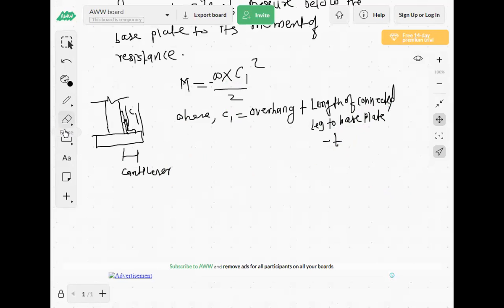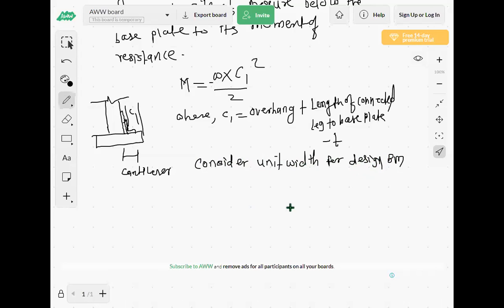So now next we have to calculate here. Write down: consider unit width for design bending moment.